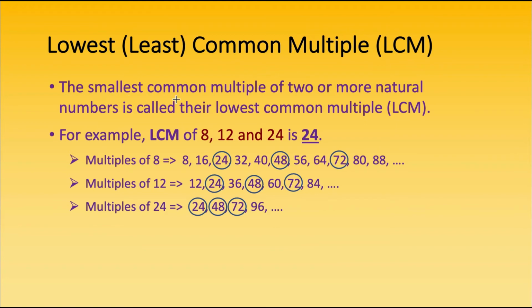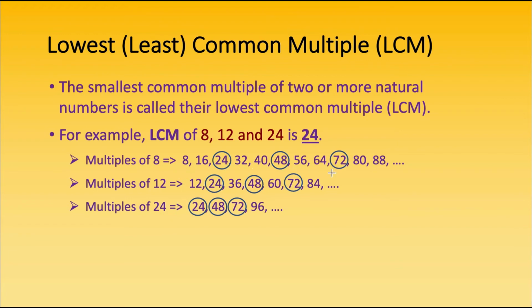So the smallest common multiple of 2 or more natural numbers is called their lowest common multiple, LCM. So students, for example, we have the LCM of the numbers 8, 12 and 24, and that is 24. Here we have the multiples of 8, 12 and 24 over here. We call them the multiplication tables of 8, 12 and 24, right?